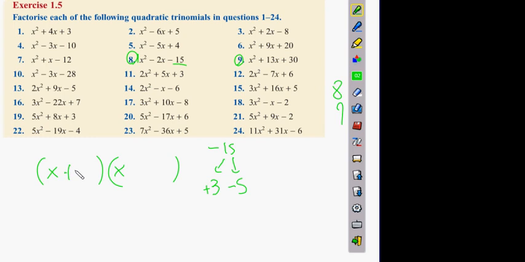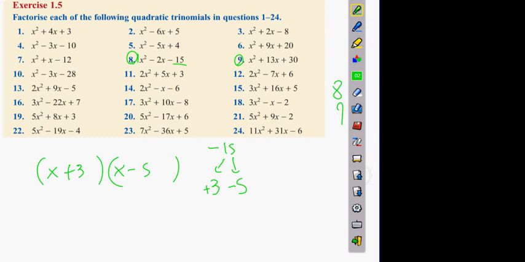Now guys, do your check. 3 by minus 5 is minus 15. 3 minus 5 is minus 2. If both checks work out, you're correct. If only one of them works, you're wrong. Okay guys, get it right? Okay, next one.